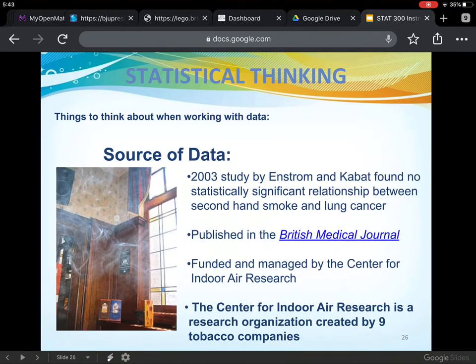The Center for Indoor Air Research is a research organization created by 9 tobacco companies. So think about this. 9 tobacco companies who don't want there to be a relationship between secondhand smoke and lung cancer. Of course, they're going to publish it. They're going to basically market this. But if you didn't know the source, you'd probably start believing, wait, it's okay to smoke around my kids. It's okay to smoke around other people. No, it's not necessarily the case. You need to look at some details of the research that's being done, especially because the people behind it have something to gain from it.